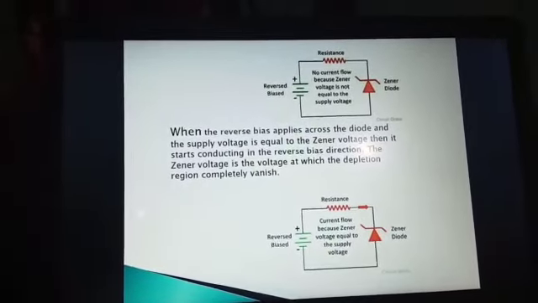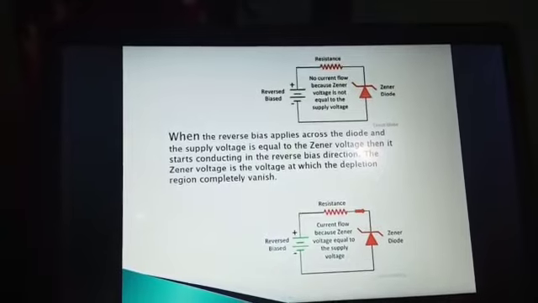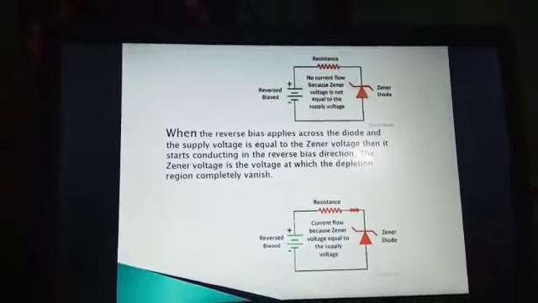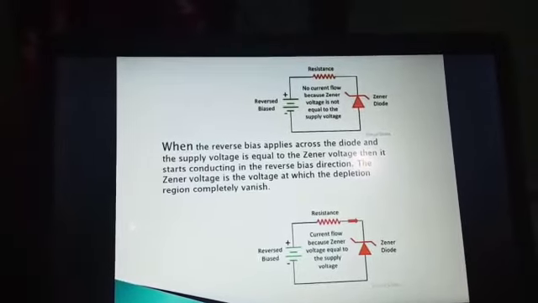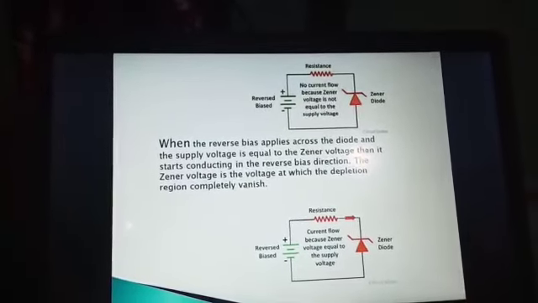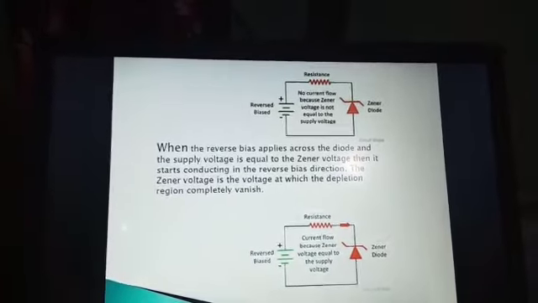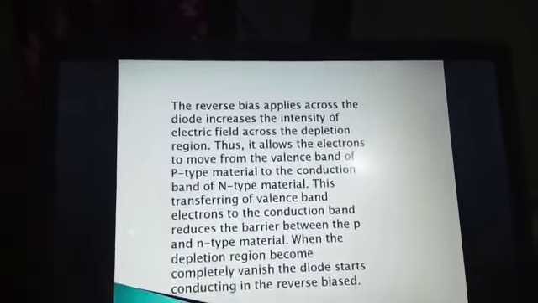When the reverse bias is applied across the diode and the supply voltage is equal to the Zener voltage, then it starts conducting in the reverse bias direction. The Zener voltage is the voltage at which the depletion region completely vanishes.